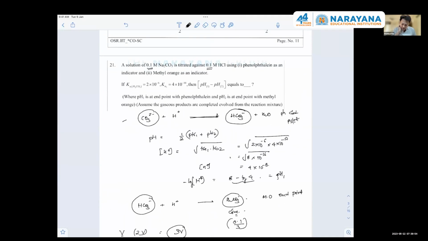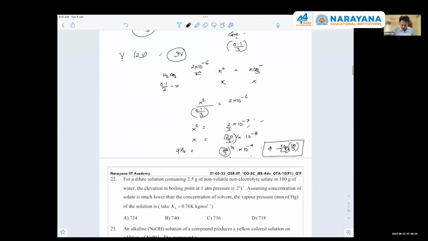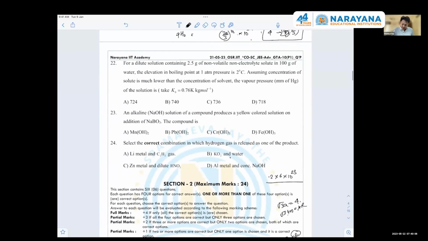Okay. Sometimes this happens. If the answer is not matching, please ask the authorities to change it. Done. Question number 21. Next is question number 22.